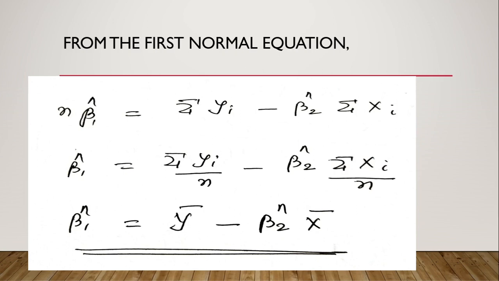So when we know the equation to calculate beta 2 hat, once we get the value of beta 2 hat, we can easily obtain the value of beta 1 hat, because beta 1 hat is equal to y bar minus beta 2 hat x bar, where y bar is the mean value of y and x bar is the mean value of x. So when we calculate the value of beta 2 hat, we can substitute it along with the mean values of y and x, and easily calculate the value of beta 1 hat.